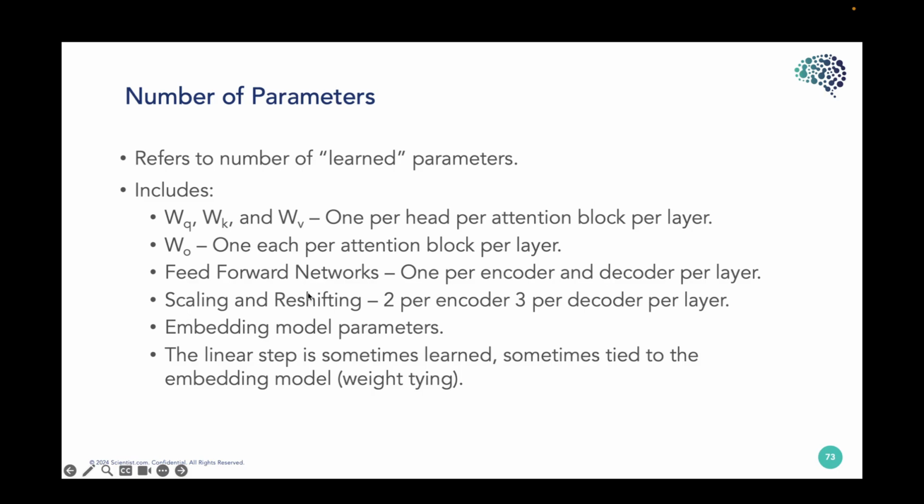All of the add and normalize, we didn't talk too much about this, but they have a scaling and a reshifting parameter. The embedding model's got parameters. The linear step at the end, where you transform from embedding space to vocabulary space, those are all parameters. You basically add all of those parameters up, or you count all of those parameters, and that is the number of parameters in your model. I presume you just round to the nearest billion at that point. And that's how you get the number of parameters.